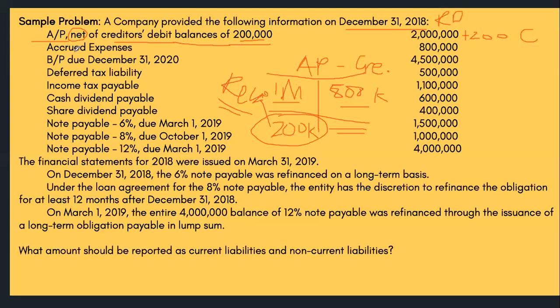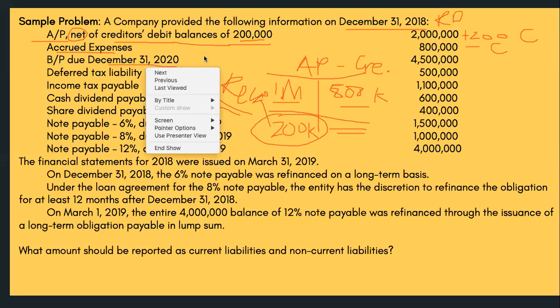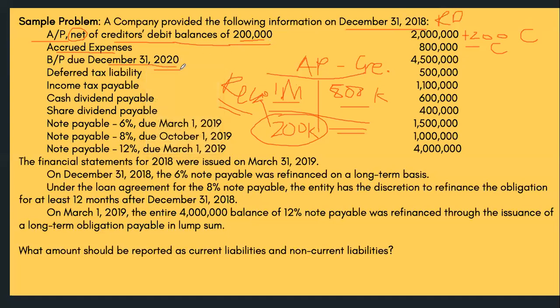How about accrued expenses? Automatically, that's a current liability. Bonds payable due December 31, 2020: is it current or non-current? That is non-current. End of 2018 to 2020 is 24 months, so it is not payable within 12 months. It is not due to be settled within 12 months, therefore it is a non-current liability. Deferred tax liability is a non-current liability.